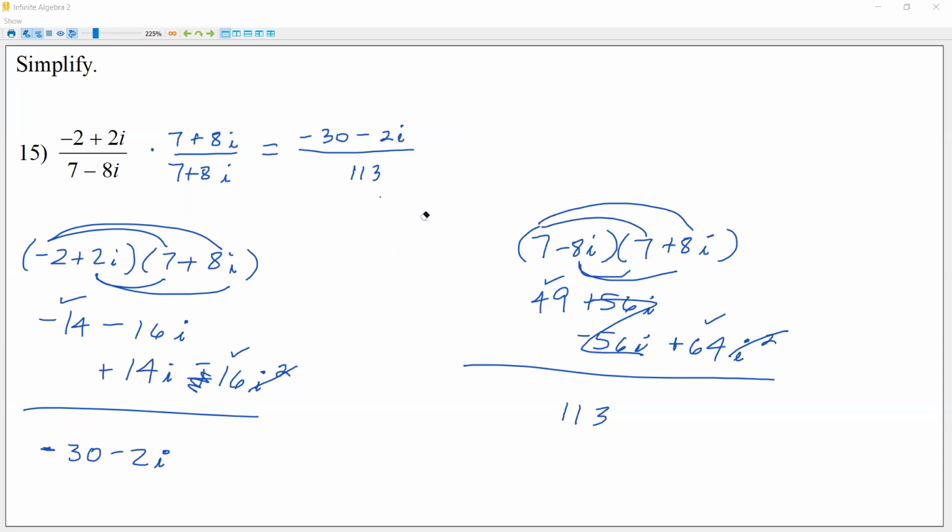Now we're going to look and see, can we divide any further to reduce the fraction? And the nice thing about this one is that there's a 2 in it. So I know that if I have an odd number, I can't reduce, right? Because 2 will only divide by 2 and odd numbers don't. So 113 is an odd number. That means this is completely reduced. That is the simplified answer to this question.